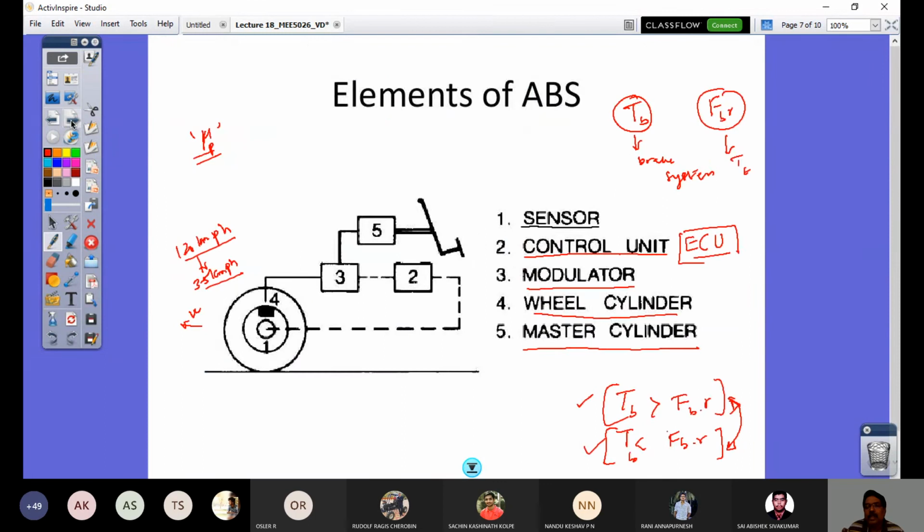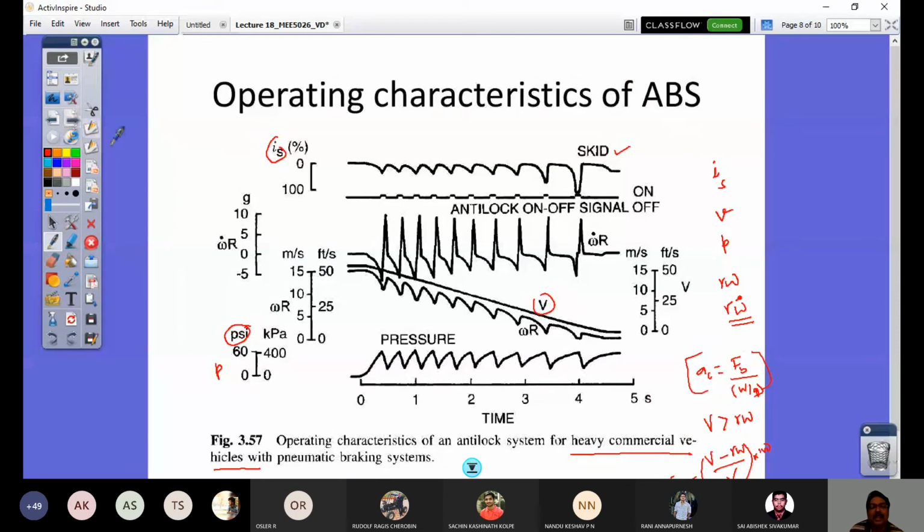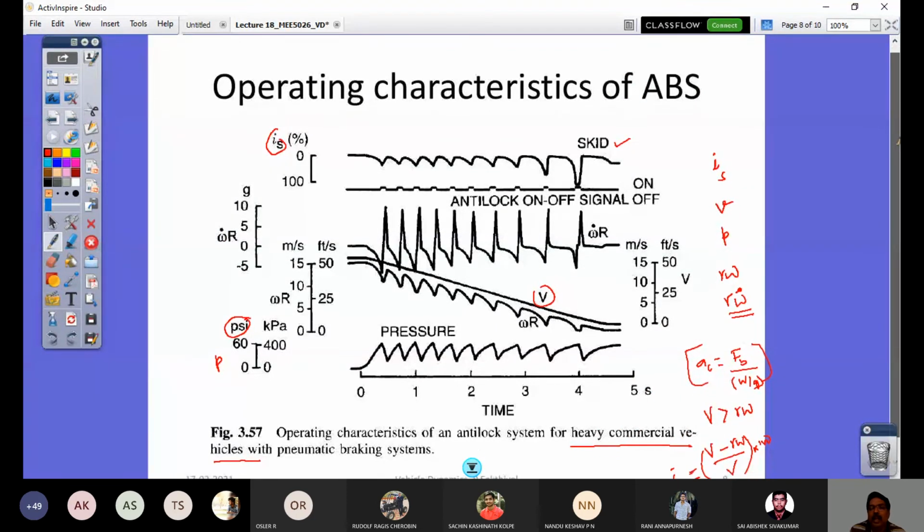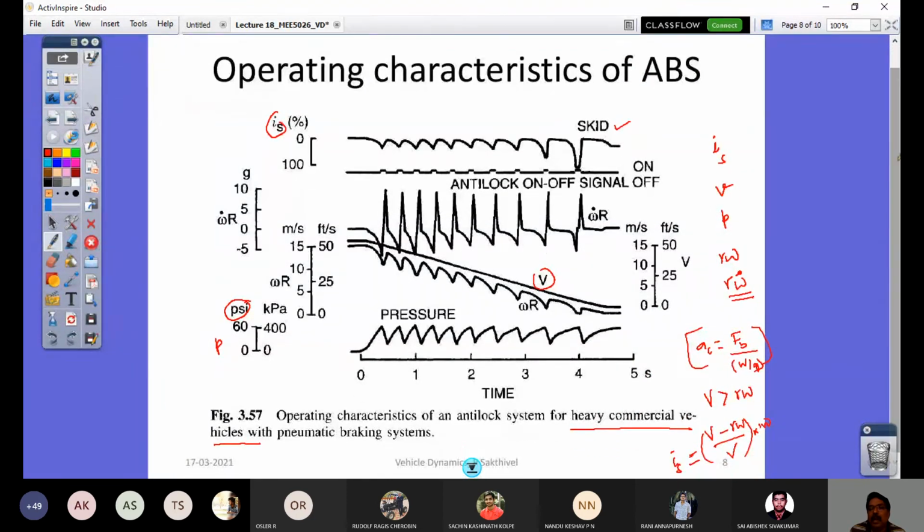So now let us go ahead with this and understand these characteristics. You see that it's very interesting. You can see here the anti-lock on-off signal, on signal, off signal. If you see this one, it is on for a fraction of a second. So the ABS activation is a very small fraction of a second, whereas compared to that, the off condition is more.